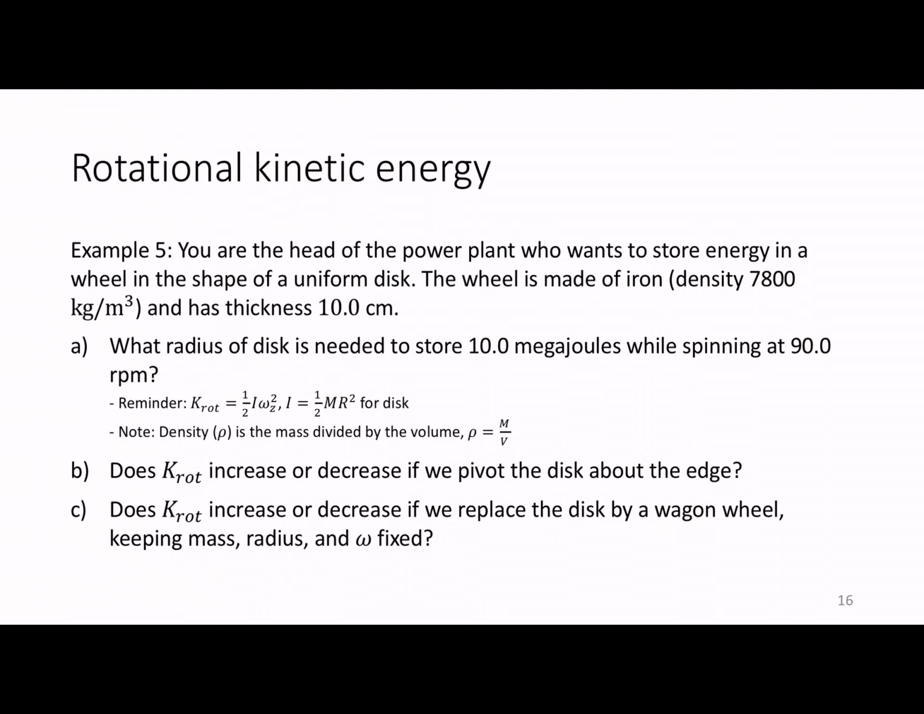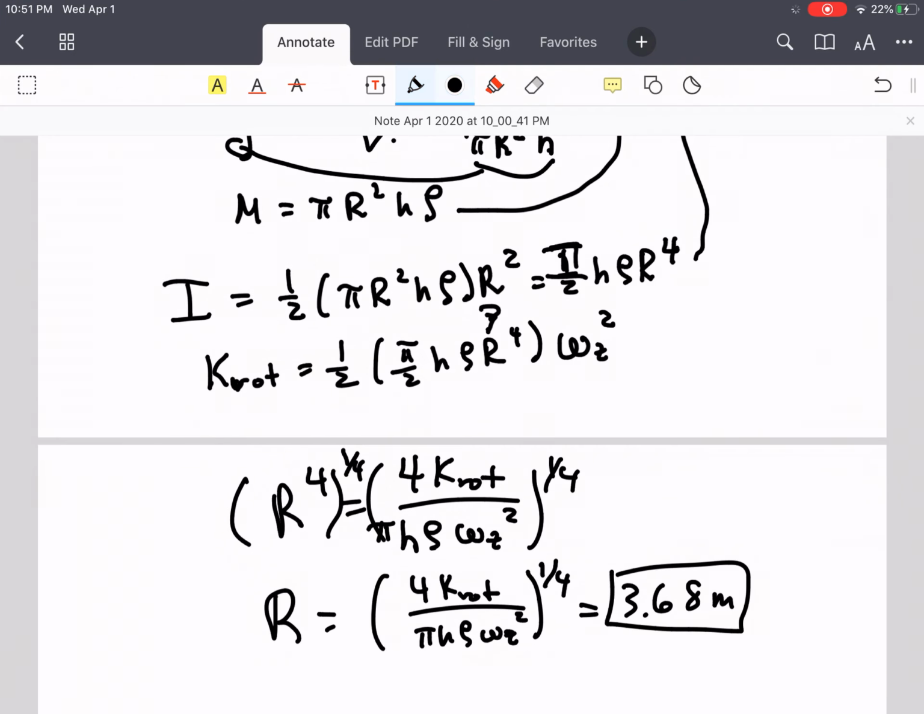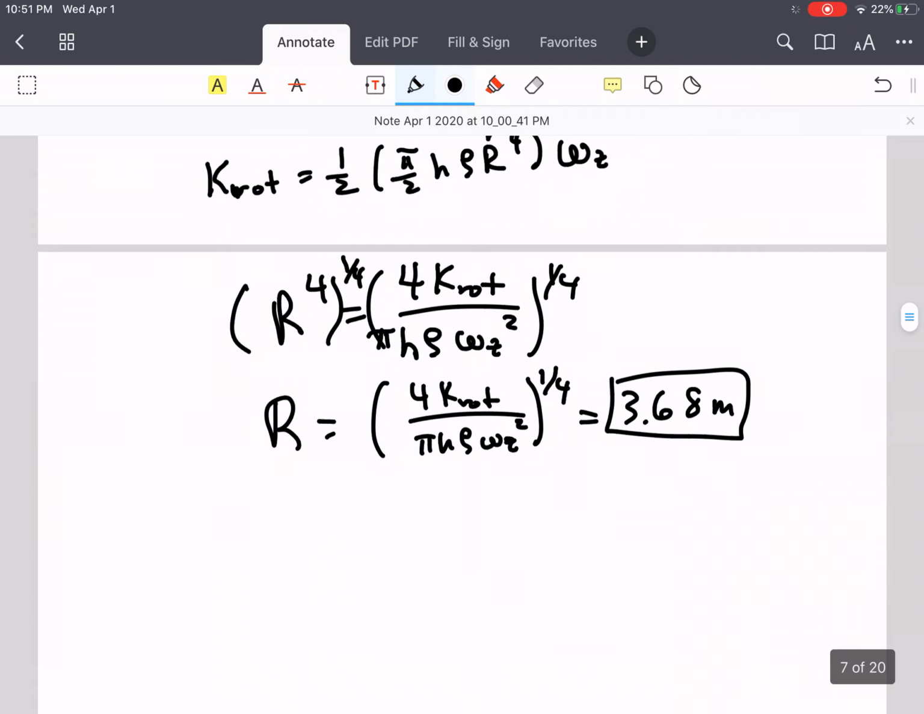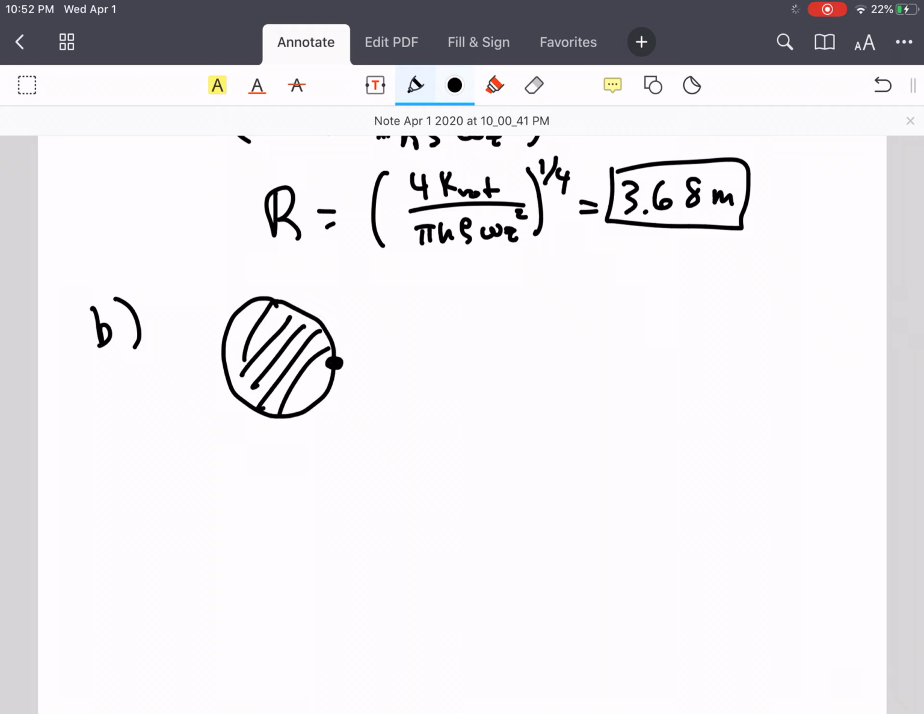So next, does K rotation increase, decrease, or stay the same if we pivot the disk about the edge instead of about the center, while keeping everything else constant, except for the energy, obviously? Okay, so the answer is K rotation increases. What I want you to imagine for this part is that instead of rotating around the center, we take this disk and we rotate around the edge.